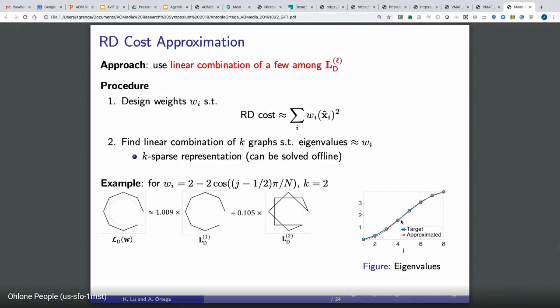With this approximation that we proposed, this axis here is the index of the eigenvalue, and this is the index of the frequency, and this gives us the weight for each of the frequencies. Okay, so we can synthesize different sets of weights.